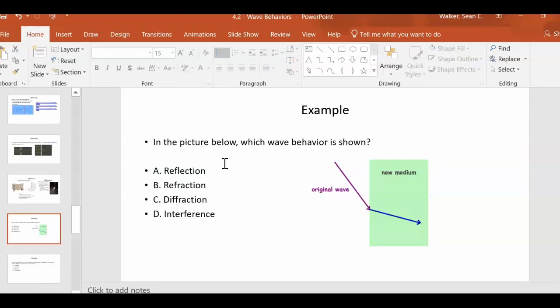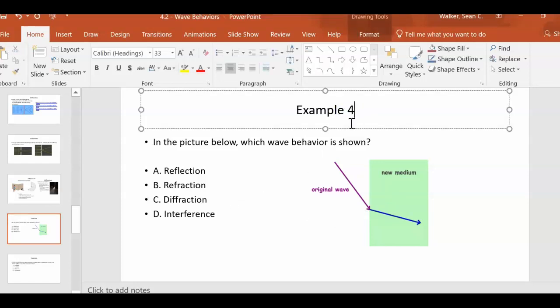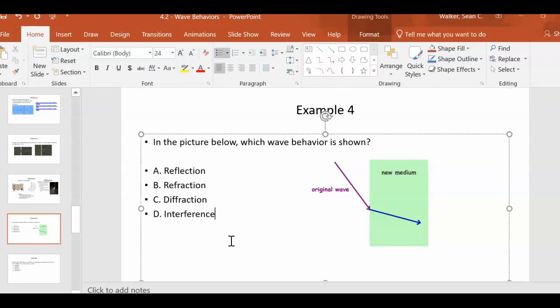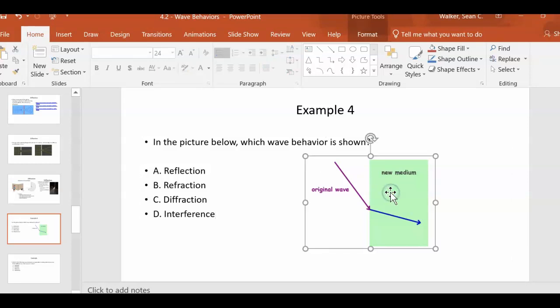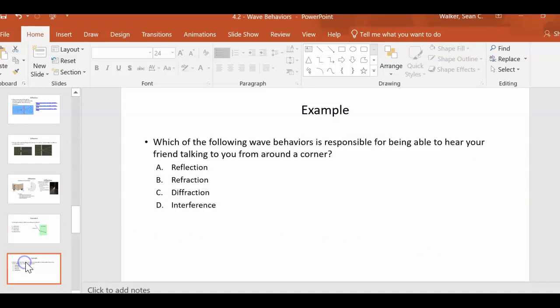Okay, so really quickly, last two examples for the video. In the picture shown below, what wave behavior is shown? Okay, so try to answer example 4 on your own. Okay, the answer there is definitely B, which is refraction. We talked about that before, when a wave goes from one medium to another and it bends because the wave speed changes, the wavelength changes, the wave frequency stays the same, but because of the difference in wave speed, it causes it to bend like that. Okay, so that's definitely refraction.